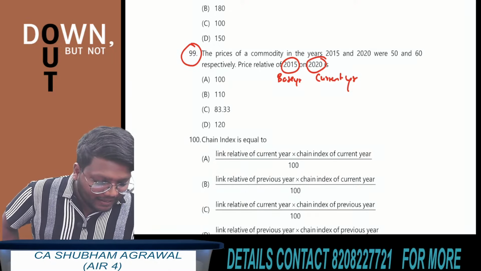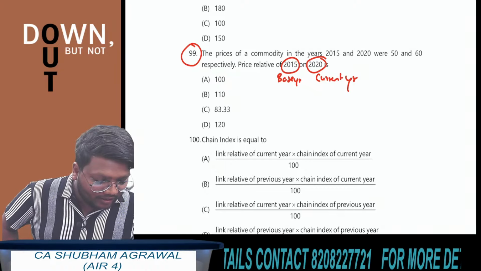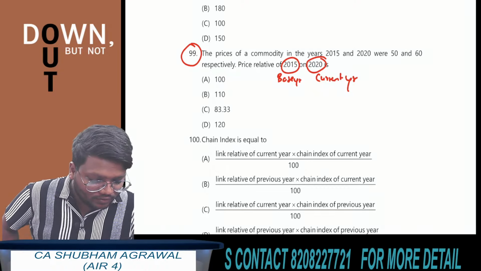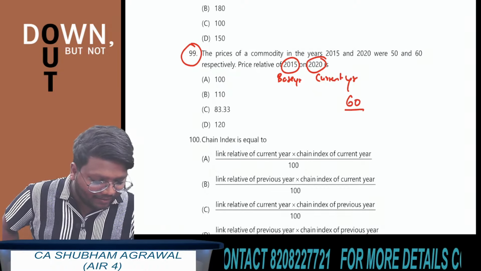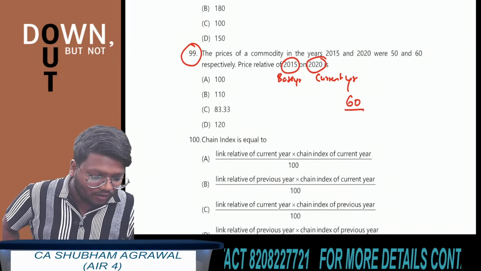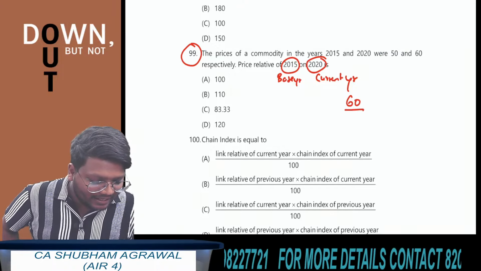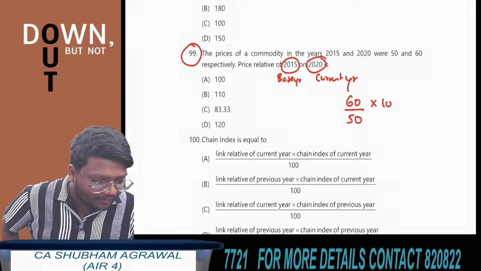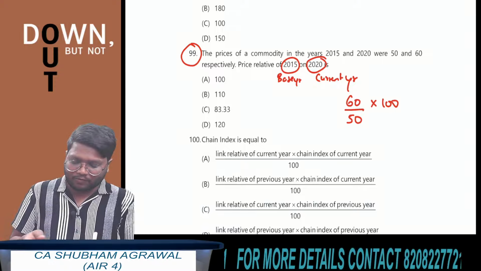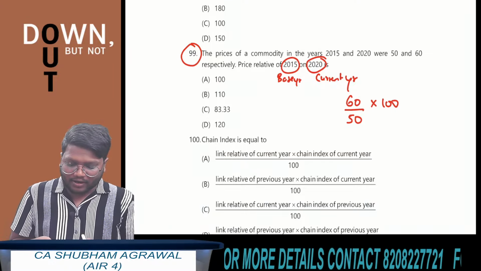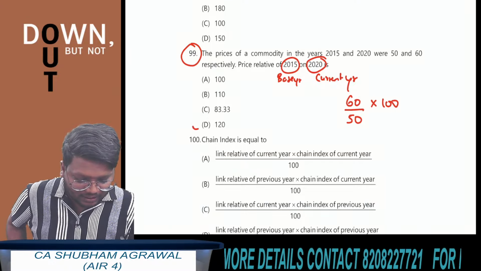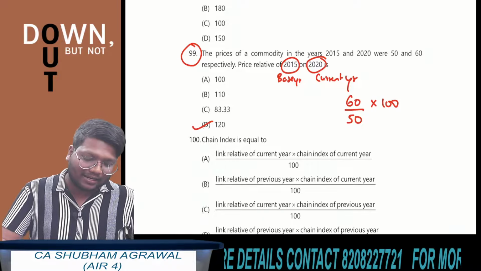What is the price in the current year 2020? 60. First you have to write 60 divided by the price in the base year. What is the price of the commodity in the base year 2015? 50. 60 upon 50 multiplied by 100. What you are getting? 120. Which option is correct here? Option D is the correct answer.